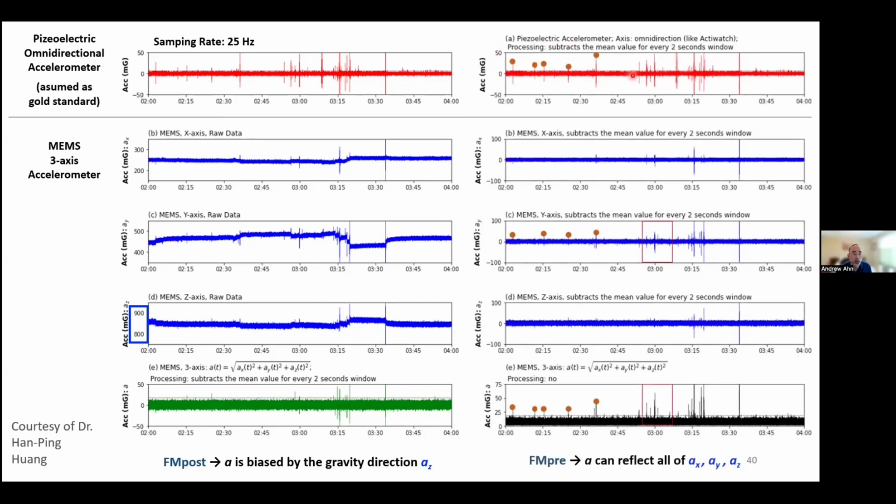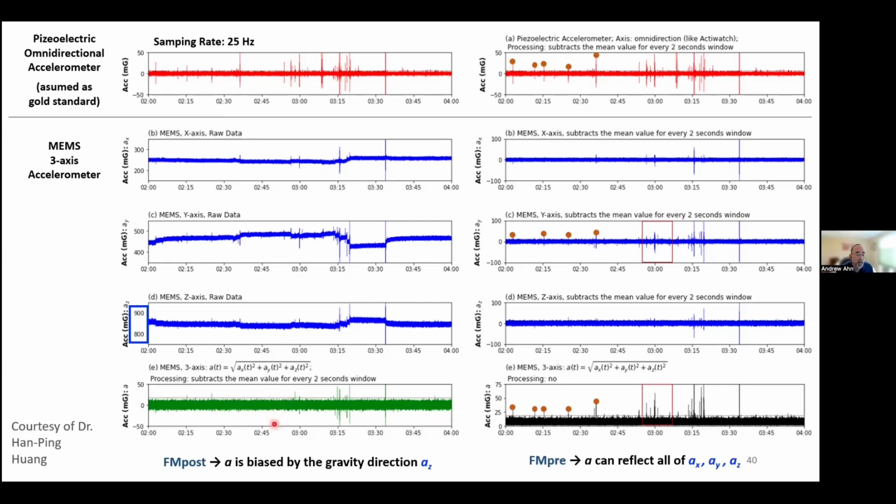Now, what if we do the same thing, but we do FMpre? So instead, we apply a filter first and then apply the vector magnitude. And then you can see again that the results are different. First of all, the FMpre tends to be all positive, because the act of taking the vector magnitude makes everything positive. The other thing is these small motions that you see here are shown up here, but not shown up on the FMpost. Now, why is that?